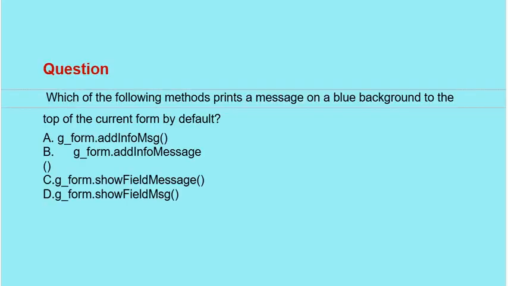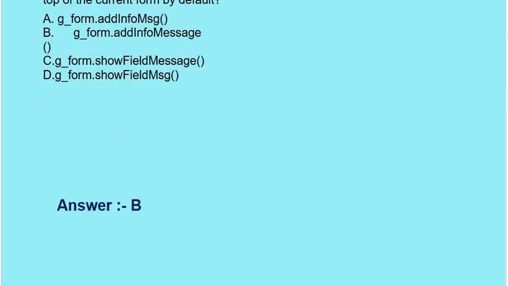Question is which of the following methods prints a message on a blue background to the top of the current form by default? Option A g_form.addInfoMessage function. Option B g_form.addInfoMessage function. Option C g_form.showFieldMsg function. Option D g_form.showFieldMsg function. Correct answer is option B.